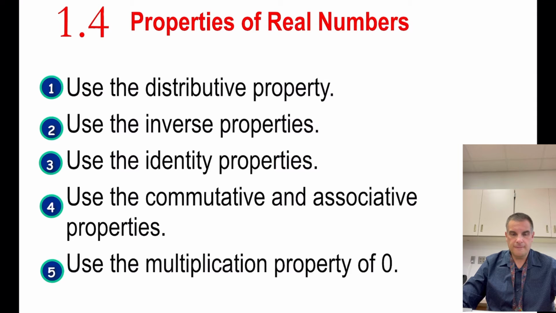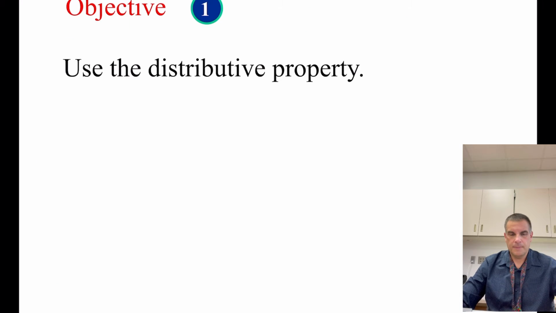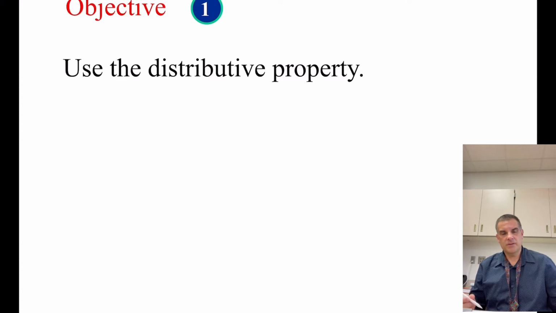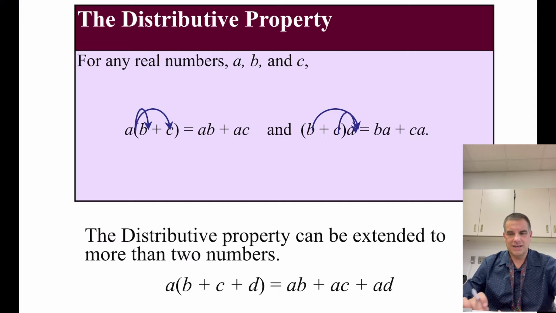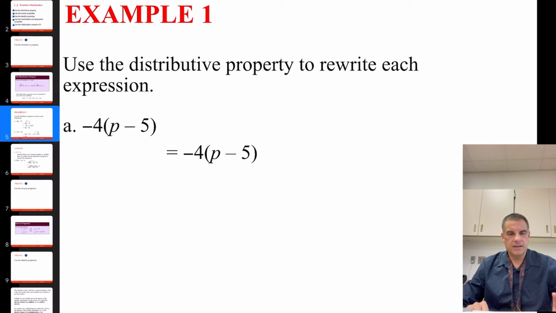Today we're going to use the distributive property, the inverse property, identity properties, the commutative and associative properties, and then the multiplication property of 0. But let's start out with the distributive property again, something you're pretty familiar with. We're talking about essentially multiplying what's outside by what's inside the parentheses. So here is the distributive property itself.